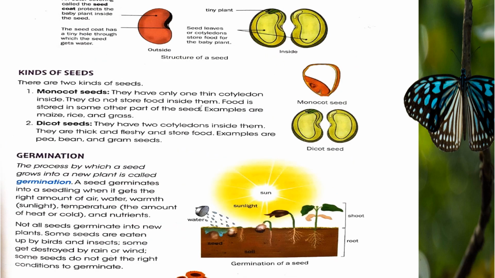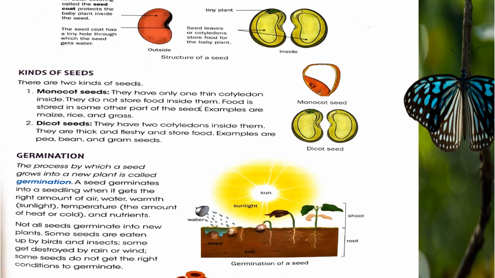The image of the structure of a seed shows the outside and inside structure of the seed, which shows the seed leaves or cotyledon. Where is the cotyledon? It stores food for the baby plant. The seed has a seed coat, and the seed coat has a tiny hole. Where is the tiny hole? From there it gets water. So in the image there is a lot of information.